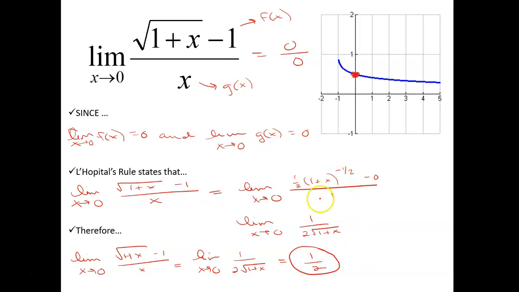Okay, but again, it's really quick to do the L'Hopital here, but you have to make sure you're writing out your criteria. So since this is true, L'Hopital states that my original limit is equal to this new limit involving derivatives. Therefore, this limit is going to come out to 1/2.